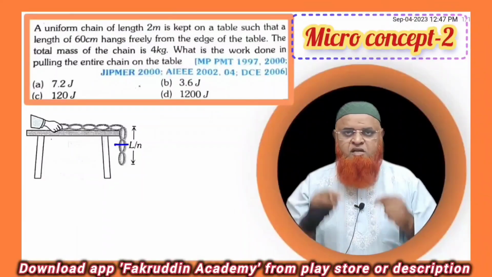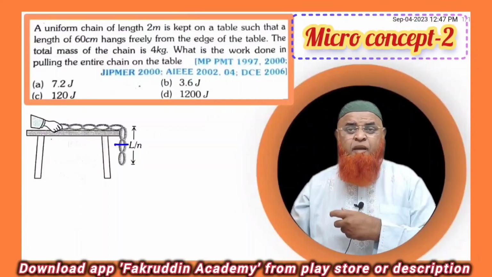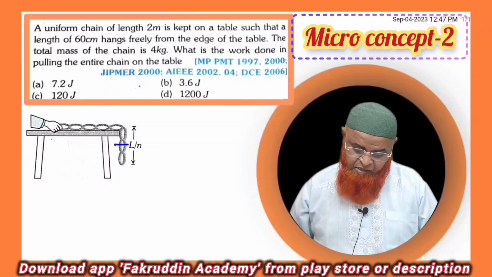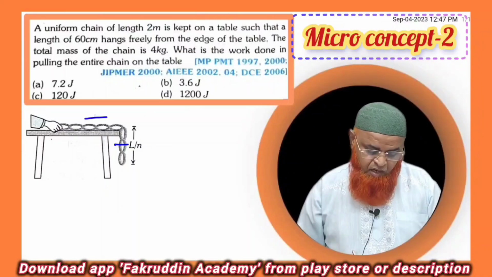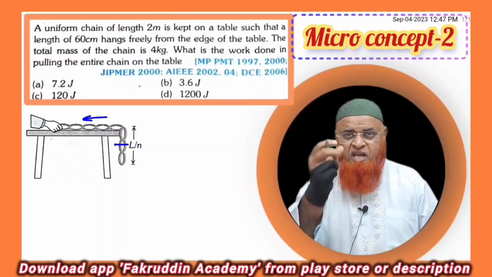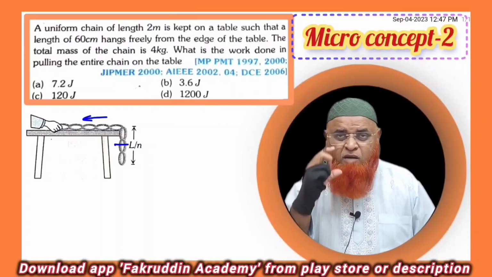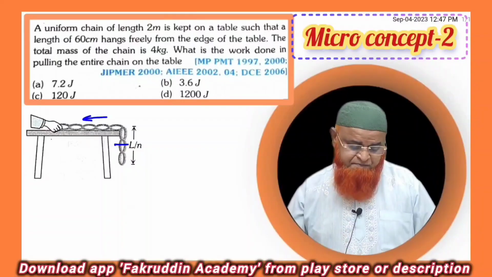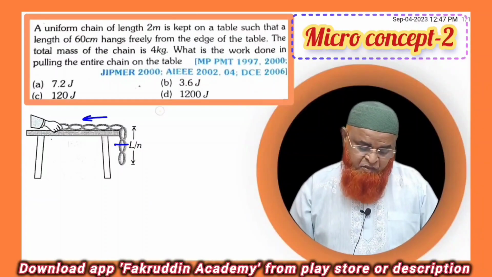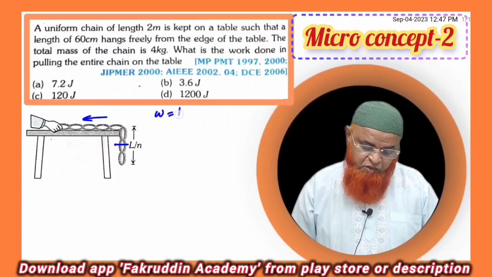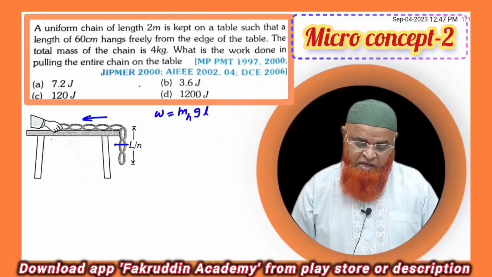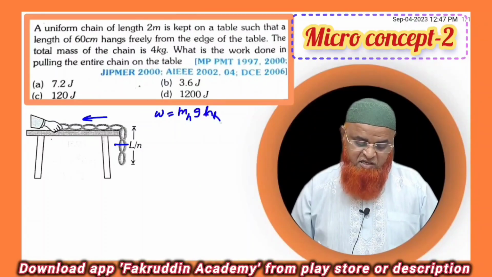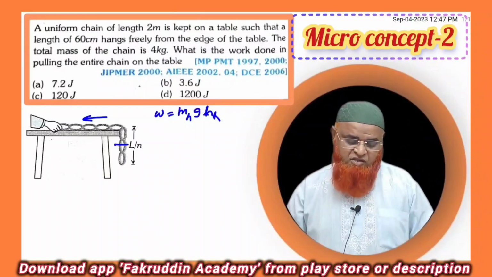Thank you. My dear students, here we have to find out the work done in pulling the chain on the table completely. You are going to do certain work to pull the chain completely, where 1 by nth of the chain is hanging downwards. So what is the formula to be applied here? You all know that W is equal to mass of the hanging chain into g into height of the hanging chain. That's it, mgh.